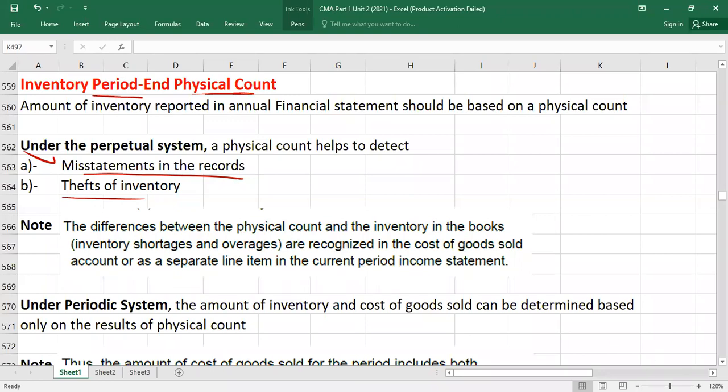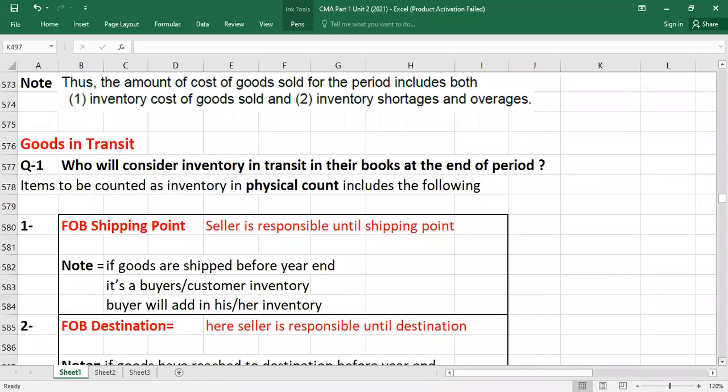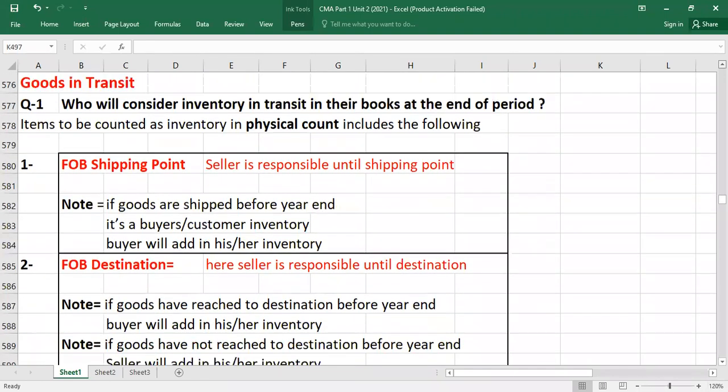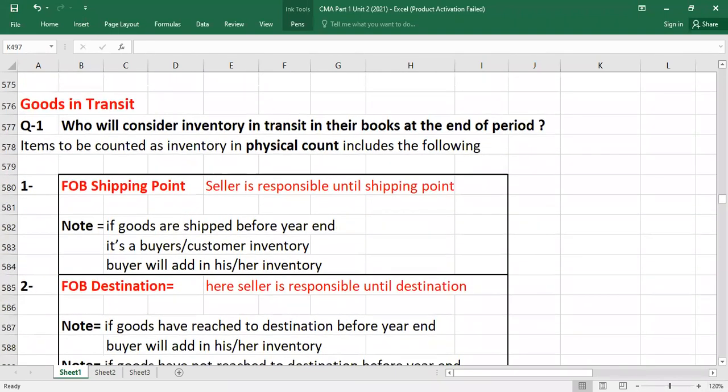Okay. So guys, here we go. Starting with goods in transit. I need your concentration here. I will use different angles to explain, please. You have to understand what I'm saying. So first I'm talking about the goods in transit case.